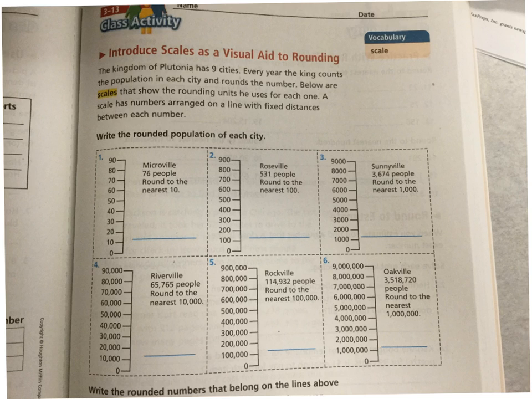So look at number 1. Microville has 76 people. And it says round that one to the nearest tenth. Well, when we look at the number 76, we're rounding to the nearest tens place. The 6 tells us to go up. The 7 goes up to an 8, and we turn that 6 into a 0. And we have 80, because when we look at the scale, 76 is closer to 80 than it is to 70.